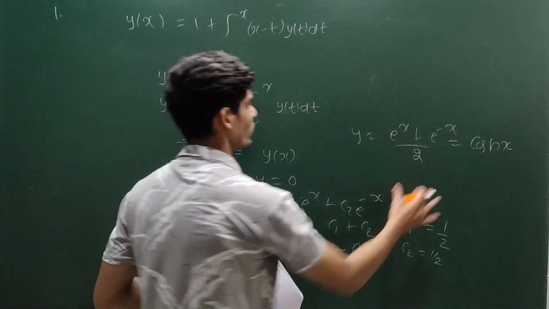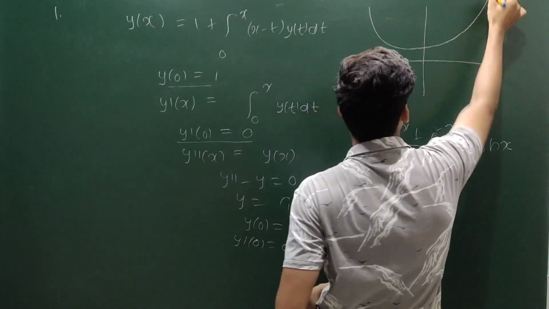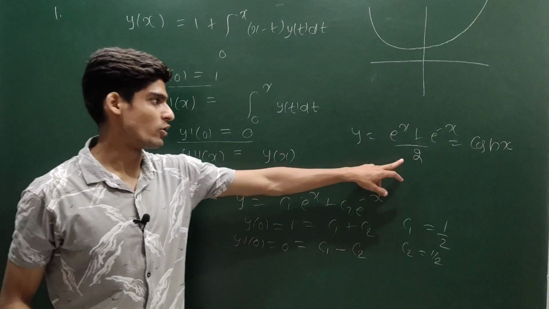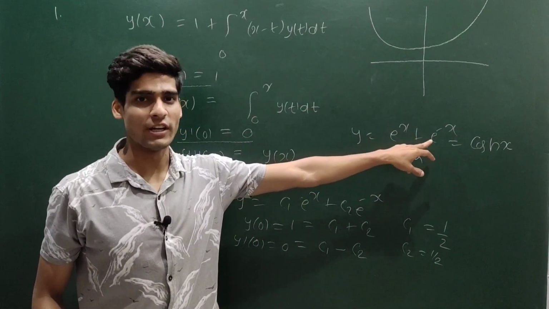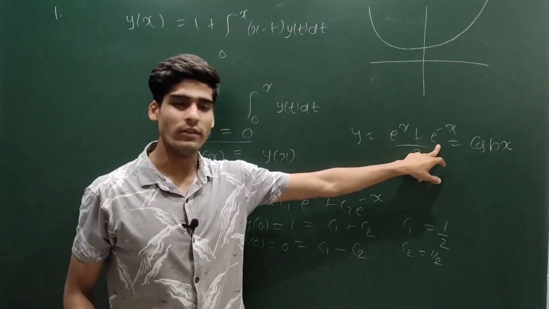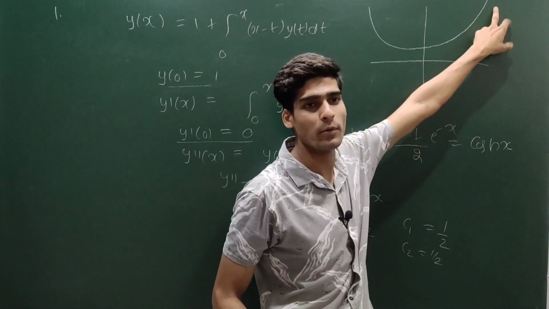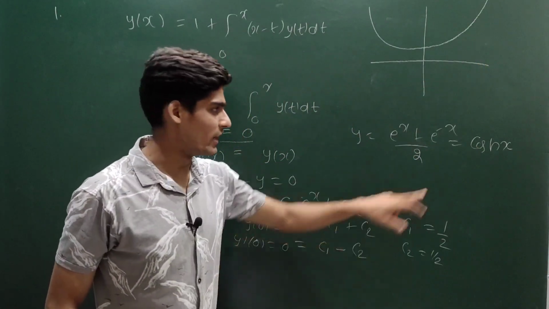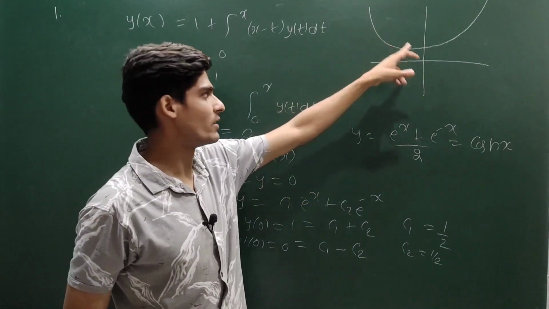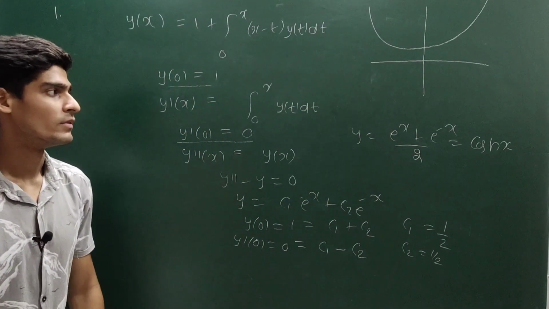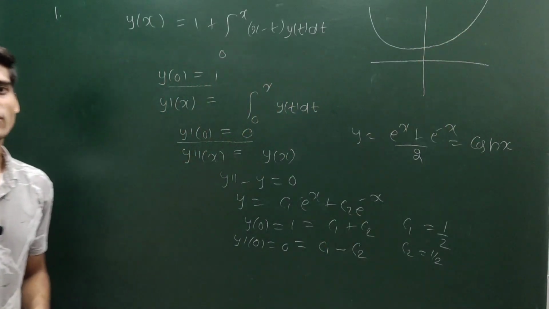If you know the graph of this function, it is like this. At x equal to 0, this value will be 1. When x approaches infinity, this part goes to infinity and this part goes to 0, so the whole goes to infinity. As x approaches minus infinity, this part takes the function to infinity and this will be 0, so again it approaches infinity. So y is equal to cosh x. This is your actual solution.